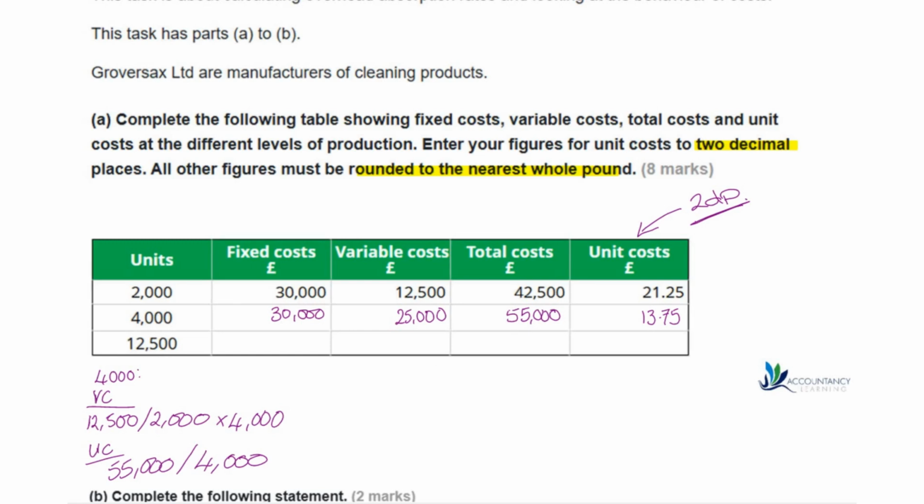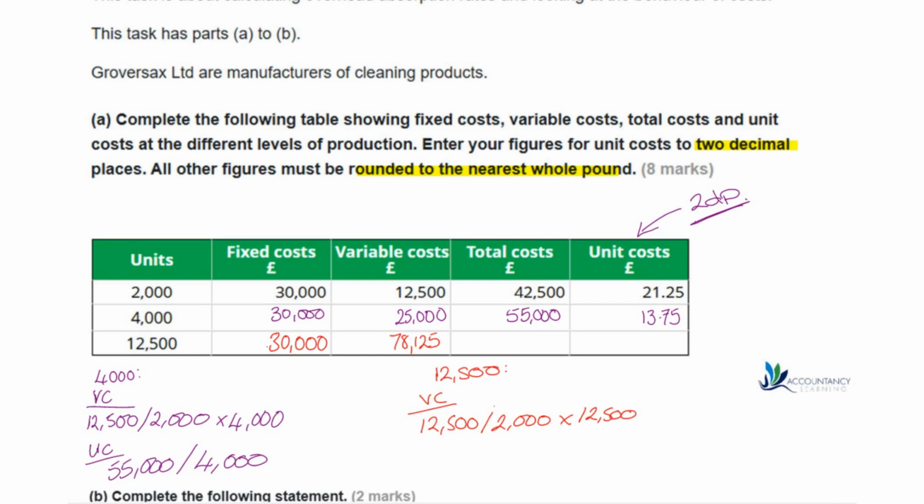Now we can do the same for the volume of 12,500. So again, our variable cost, we're going to do the same calculation. We can take our original cost, divide that by 2,000, and then multiply it by our new number of units, 12,500, to give us 78,125. Our fixed costs again stay the same because they are fixed no matter what the level of production.